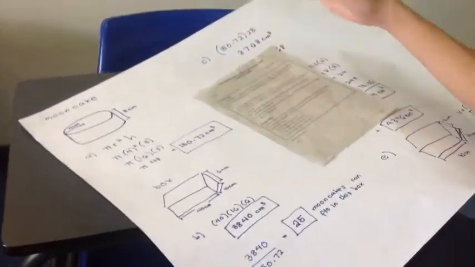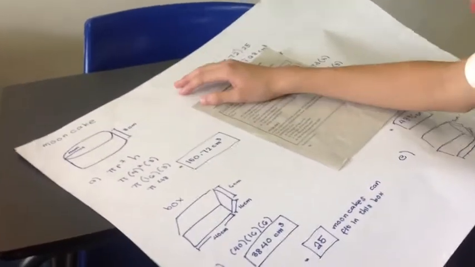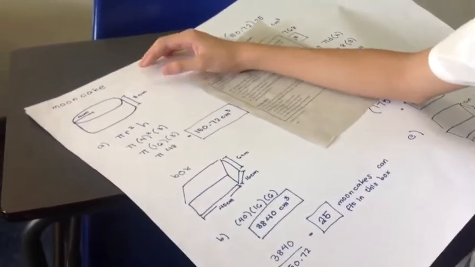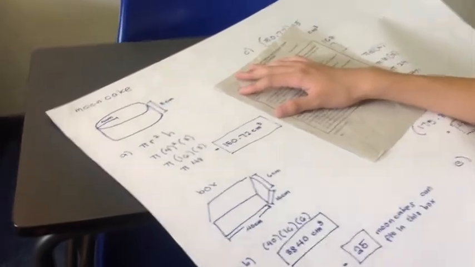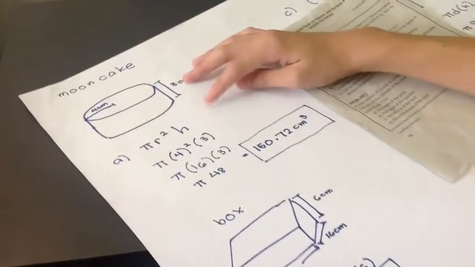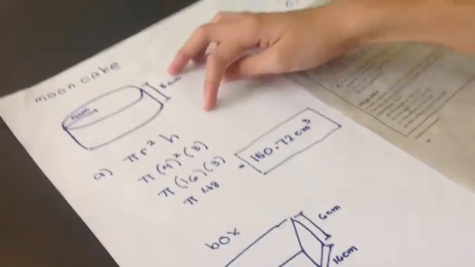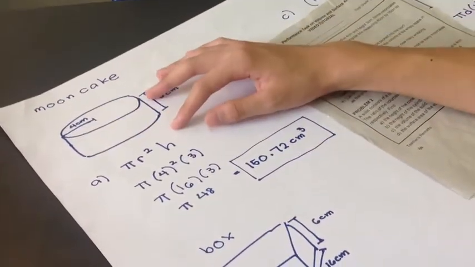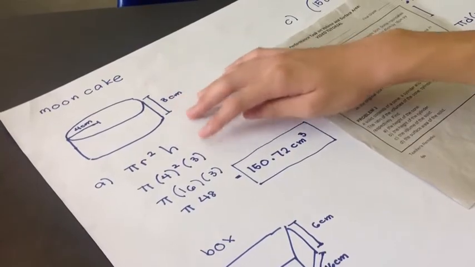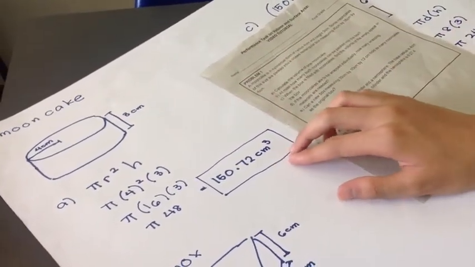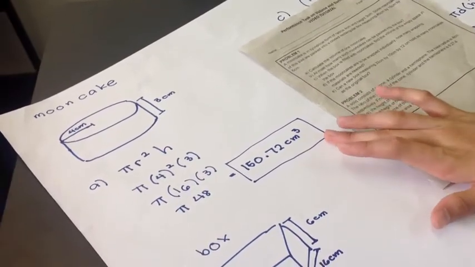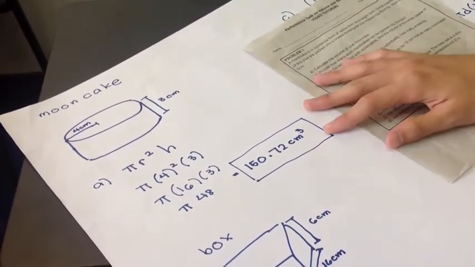So to be able to picture that clearer, I have already drawn the mooncake for you. As you can see, it's in the shape of a cylinder. So all we have to do is write down the formula of volume of a cylinder, which is pi r squared times height. I already solved it, so the answer is 150.72 cm cubed. This is the volume of one mooncake.